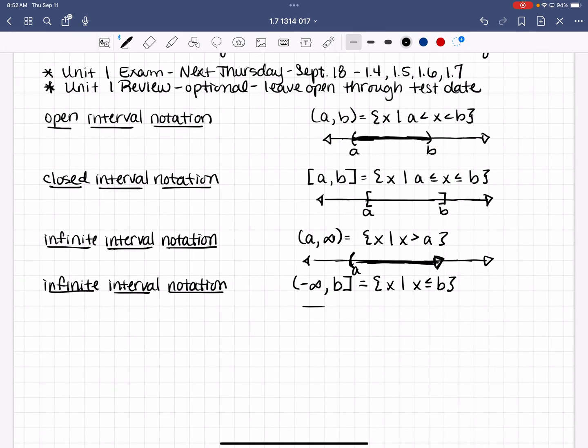And if we're using that closed bracket on there, so it's actually equal to B, and this is less than, so I'm going to put my B right here. I'm going to use a bracket. I'm going to say that's B, and I'm going to shade to the left.